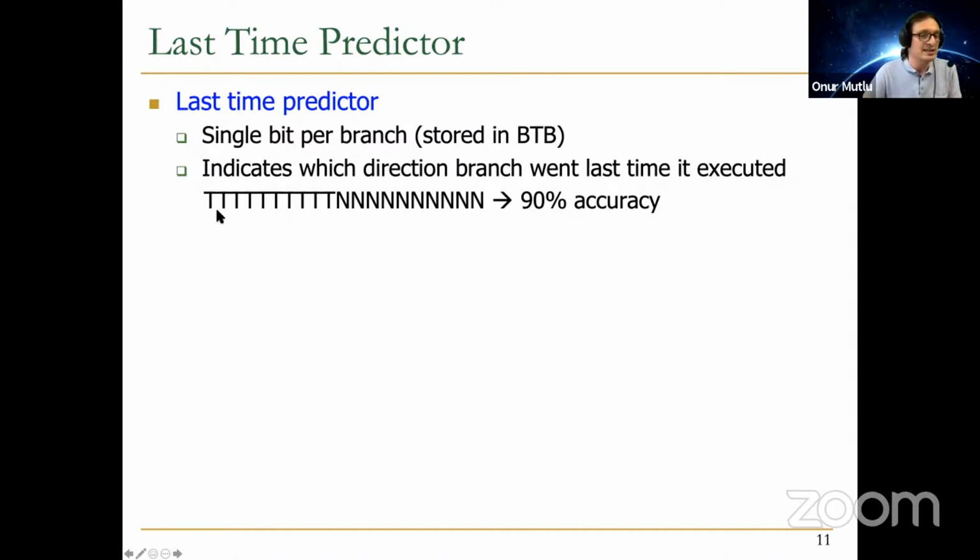So let's take a look at a history of a branch that looks like this. Basically, I'm showing you the execution history of a branch. T means taken. For the first 10 executions, it was taken. For the remaining 10 executions, it was not taken. And imagine that this is done in a loop. So you execute the branch 10 times, it's taken. 10 times it's not taken.